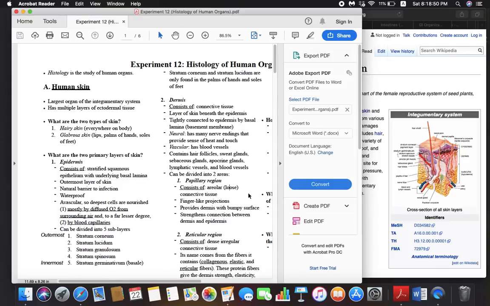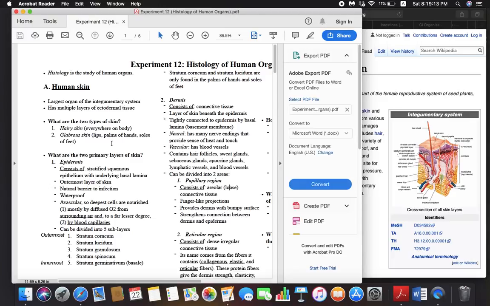Revision of experiment number 12, histology of human organs, since I didn't use a printed handout when I first explained it to you in class. So I hope this proves to be useful for your exam. First of all, we need to know that histology is the study of human organs. We need to know this definition. And in this experiment, we're going to discuss 6 different organs in detail.